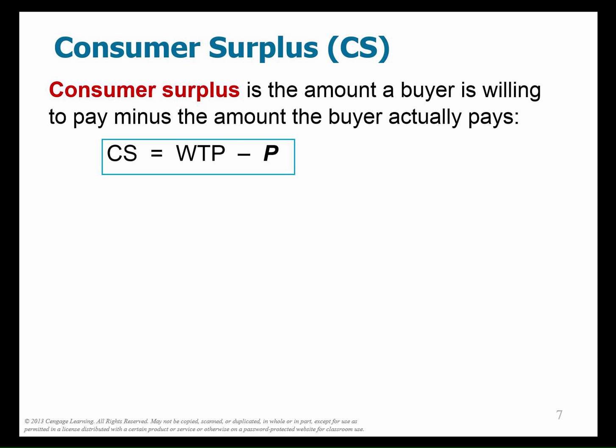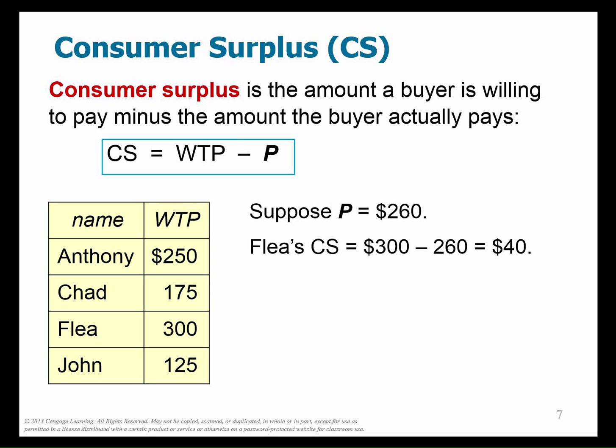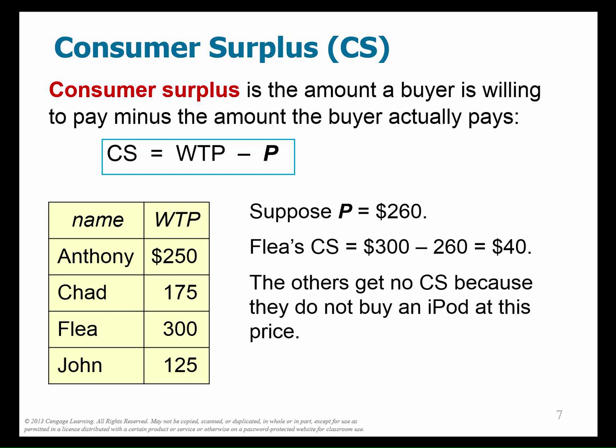Consumer surplus now is something I'm going to introduce to you. It's basically a dollar amount of, quote, happiness that the people get. So think about this. If everybody has to pay $260, well, Flea's the only guy who gets an iPod, but he's $40 happy. Because he was willing to pay up to $300, but he only had to pay $260 for his iPod. So he's left with this extra $40 of, quote, happiness in his heart. So we want to think of consumer surplus as a dollar value of happiness. The total consumer surplus in here is $40.